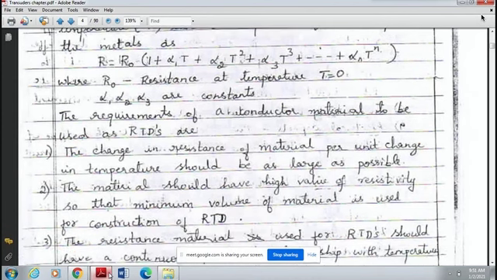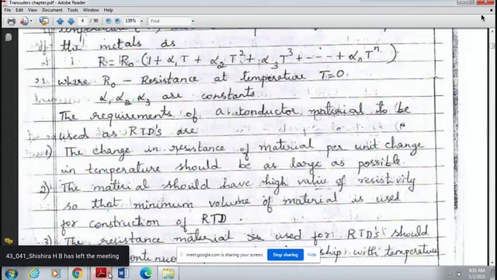Okay, so that is one of the parameters. The first thing is that the change in the resistance of the material per unit change in the temperature should be large.